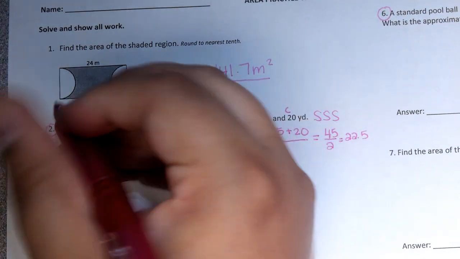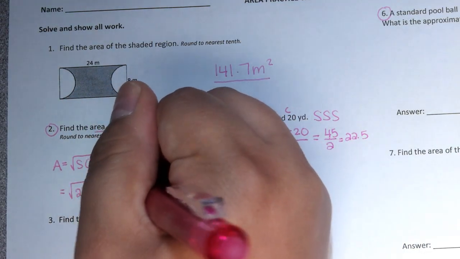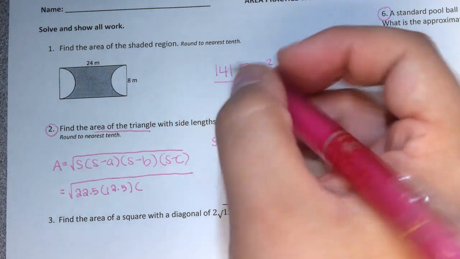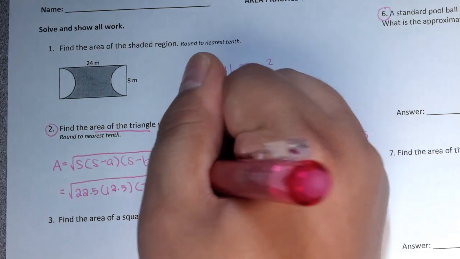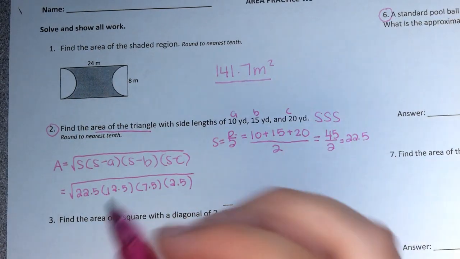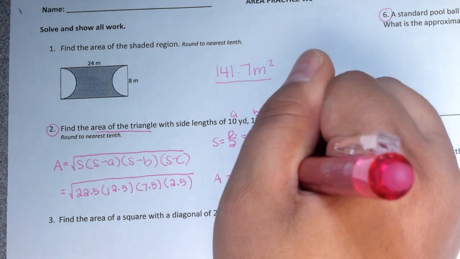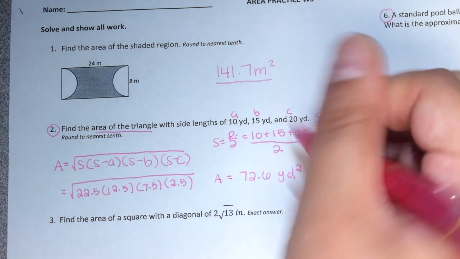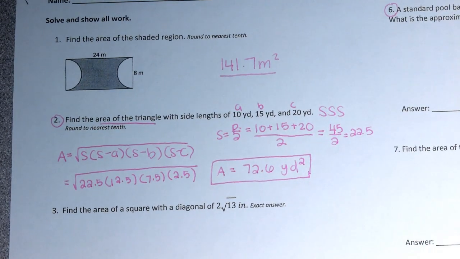From there, I'm just going to subtract 22.5 minus 10, 22.5 minus 15, and 22.5 minus 20. And put that in Desmos, and your answer is 72.6. This says to round to the 10th. And then don't forget your units of yards squared. Tomorrow, before you turn in your quiz to me, please make sure every single thing you have boxed has a unit attached to it. Okay?